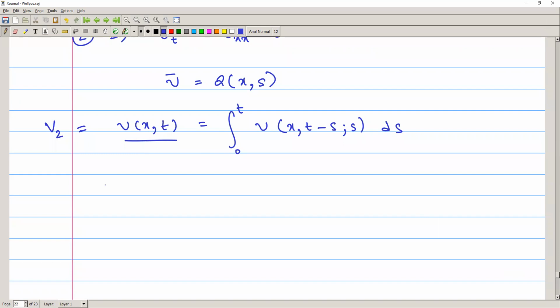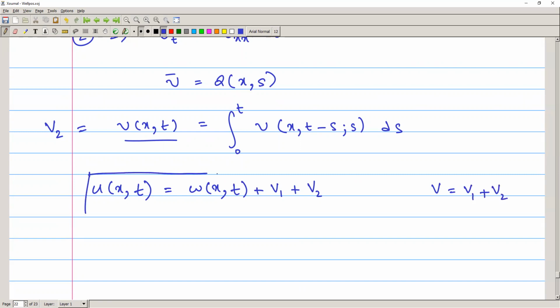So the particular solution will be u of x t is equal to w of x t plus v1 plus v2, because we already said that v is equal to v1 plus v2. So this will be the final solution, right?